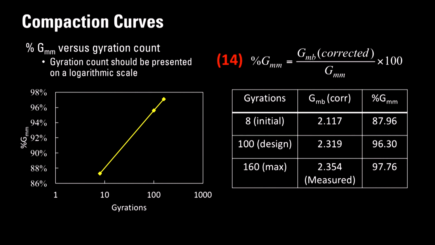We then generate a compaction curve of our percent GMM versus gyration. As our mix densifies, as the gyration count increases, we come closer to our GMM value, and thus you see an increasing trend.